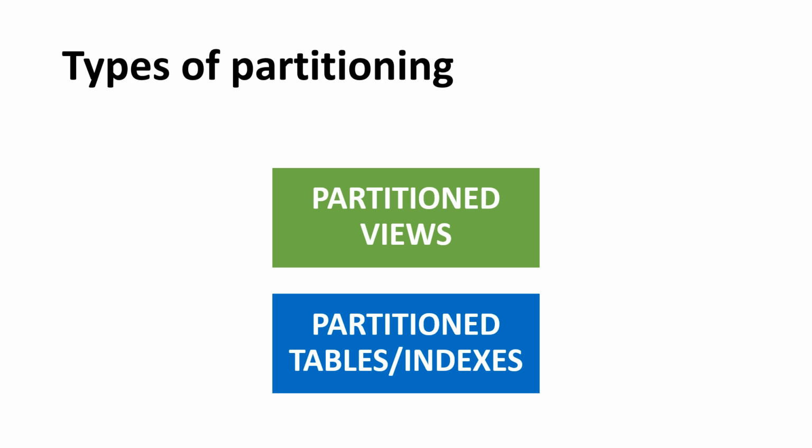There are multiple things that can be partitioned. One of them is views, which we're not going to get into today, just not enough time. And the other is tables and indexes. The same concept applies to both tables and indexes.